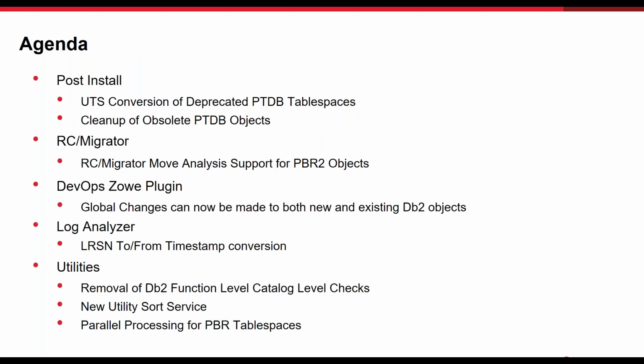Today's agenda: we have some things for post install, RC Migrator, our DevOps plugin, log analyzer, and our utility suite. So lots of things to show you that we've been working on and delivered. Our delivery items are all packaged and part of the PTF prereq chain for our level set 20.0.08 PTF. So if you're interested in any of these, you can just get the 08 level set PTF and apply that maintenance, and you'll be all set with these features. None of these features require activation of the level set. You just simply have to apply the maintenance and you're good to go.